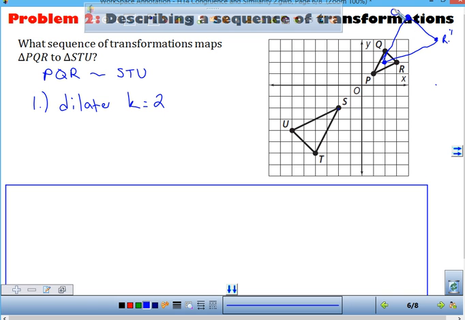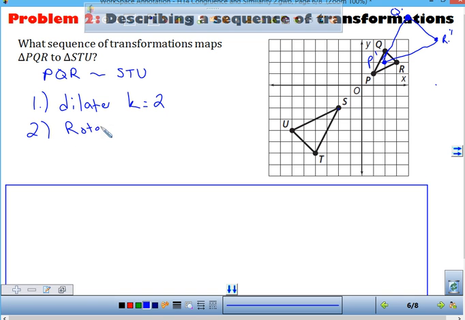And there is Q prime. Okay. Now we have the same size. Once we have the same size, we can work on the orientation. What might we have to do to get that orientation to be the same? If we rotate it 180 degrees, that's going to put us right on top of STU. Very good.